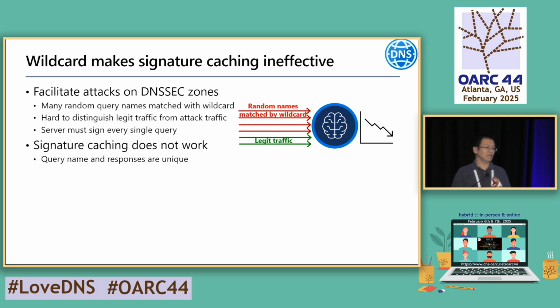However, the wildcard response can make signature caching a little bit challenging. The reason is that it's very easy for one person to generate a lot of random query names that can match a wildcard record. And for the server, it's very hard to identify that attack traffic, so the server has to do the signing on the fly for every single query, right? Since the query name is unique, signature caching will not work at all.